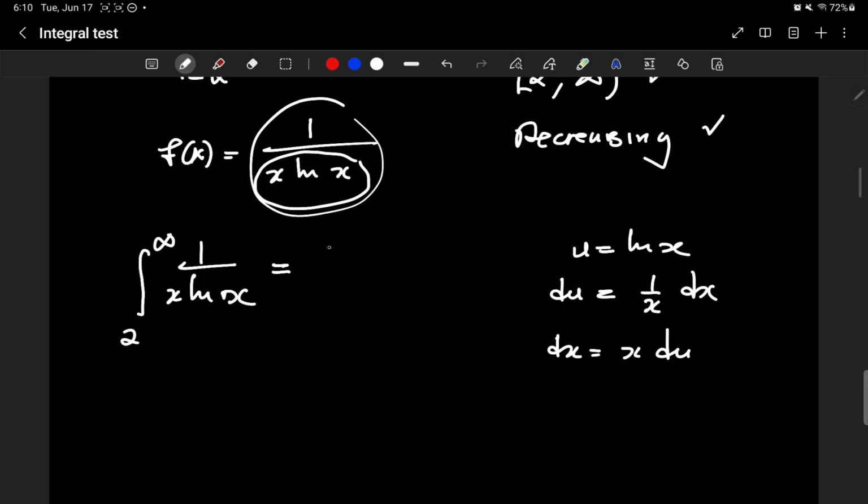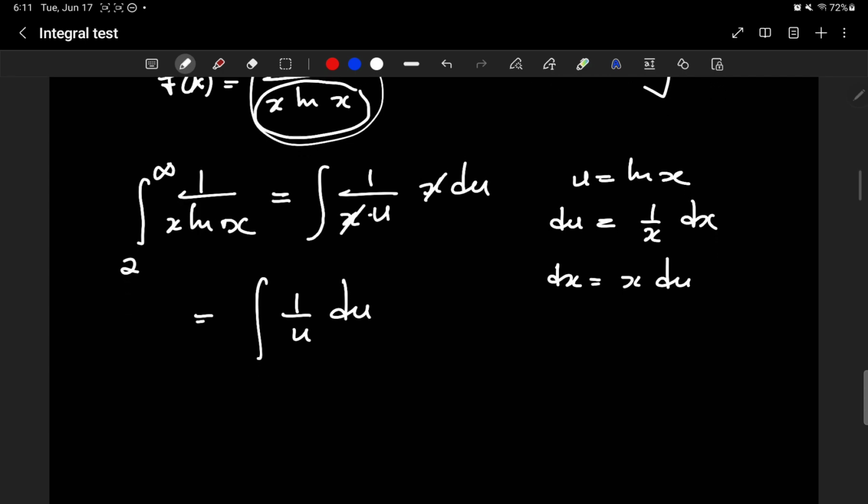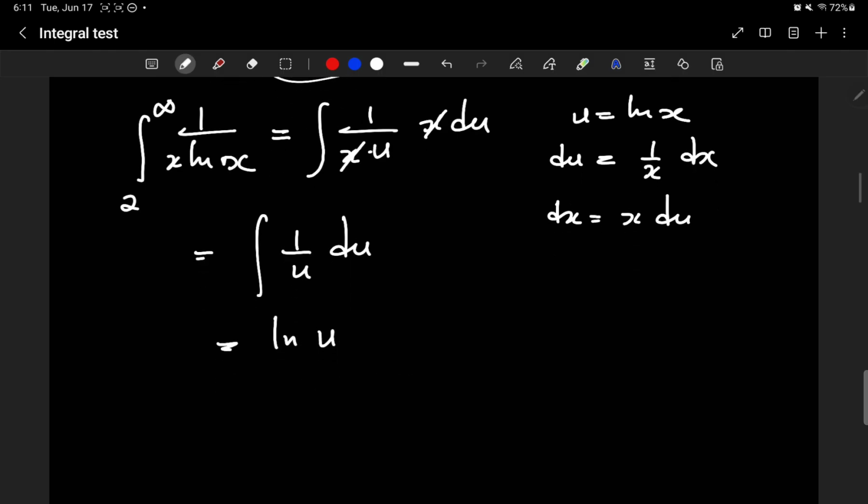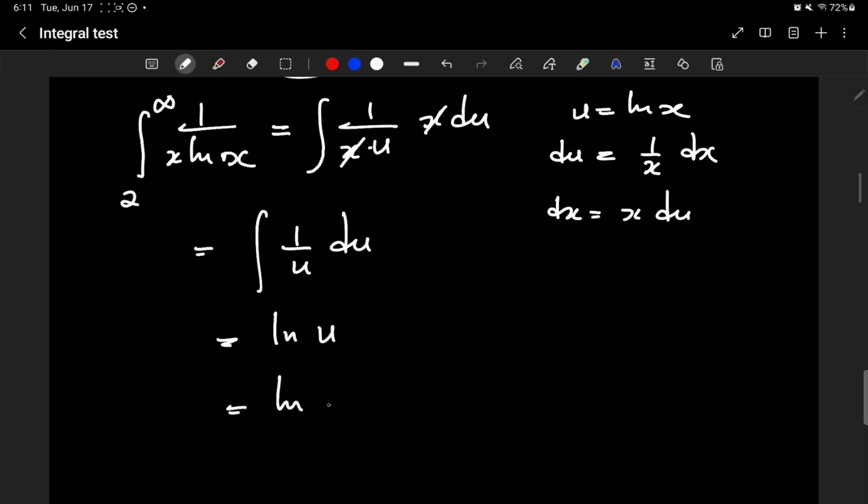When we make our substitution, we're going to have the integral of 1 over x times u, remember, where there's ln x, I'm putting u now. Where there's dx, I'm putting x du. The x and the x will cancel out, leaving me with the integral of 1 over u du. When I integrate this, I get ln u. I bring back what u is, so I get ln of ln x. So this is what I'm getting. And then the limits here.